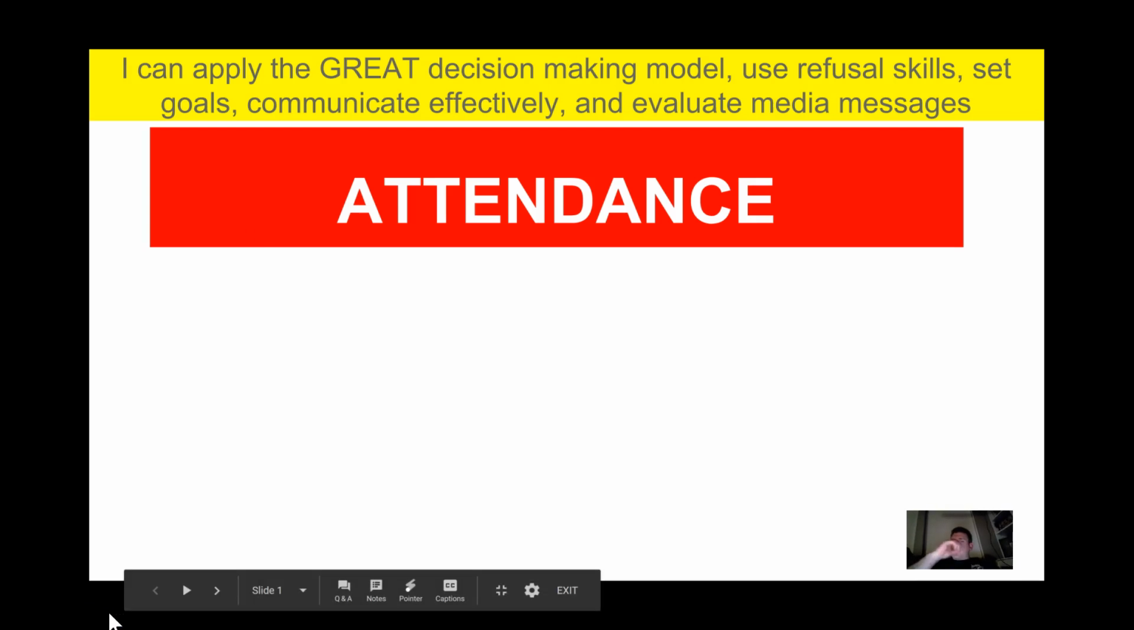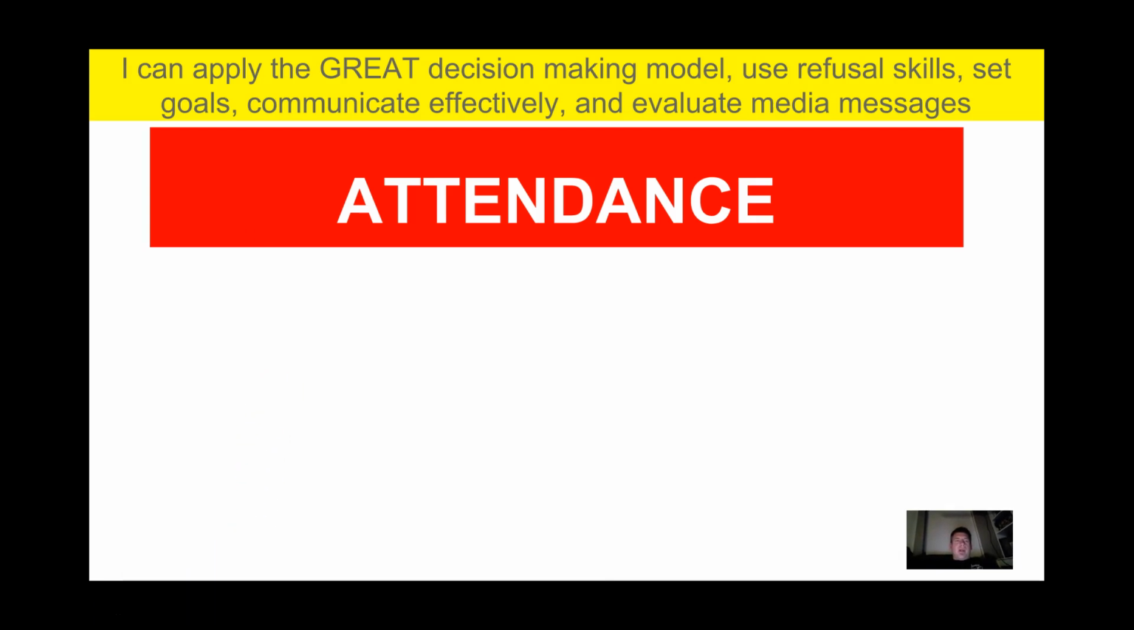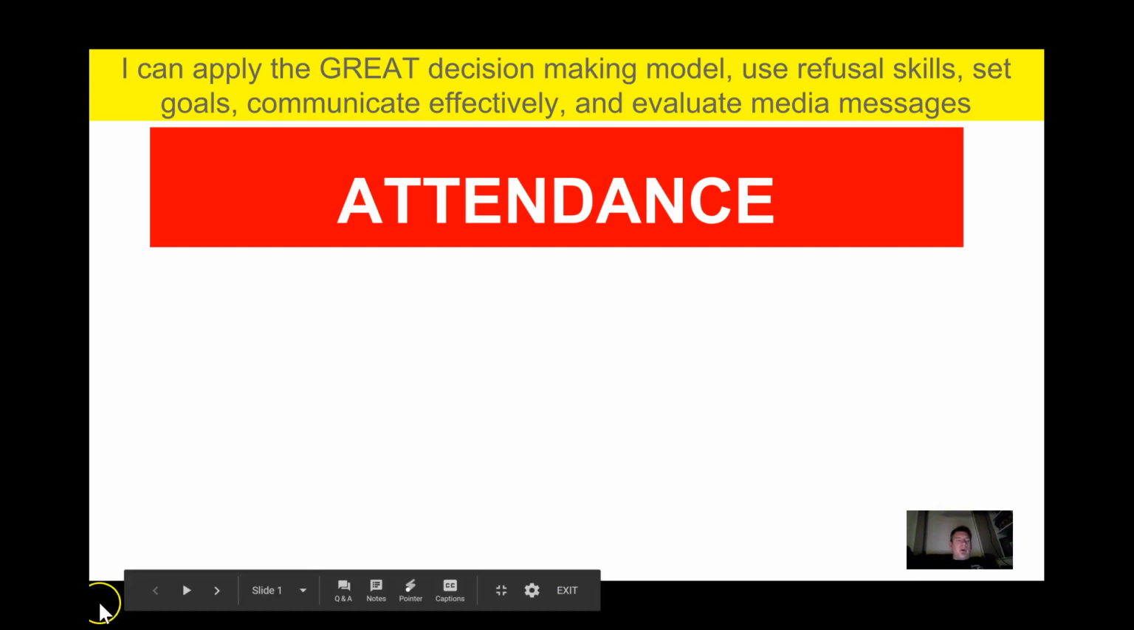So our goal for today is to understand life skills. On this one, it says I can apply the great decision-making model, use refusal skills, set goals, communicate effectively, and evaluate media messages. That applies a little bit more down the road. Today we're just going to get an overview, but towards the middle of our unit, those are some things that you would be expected to know how to do.